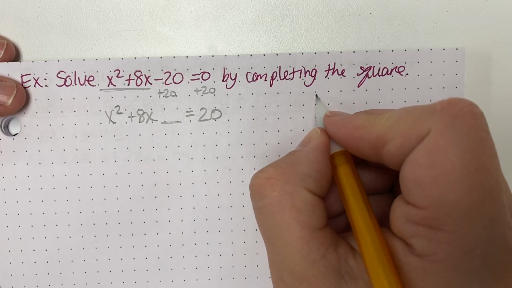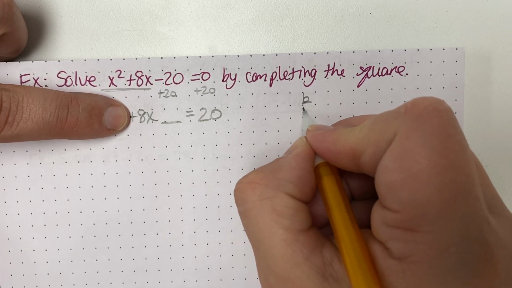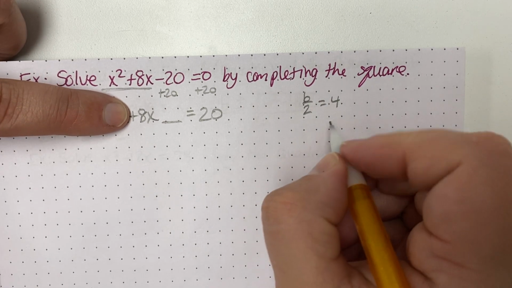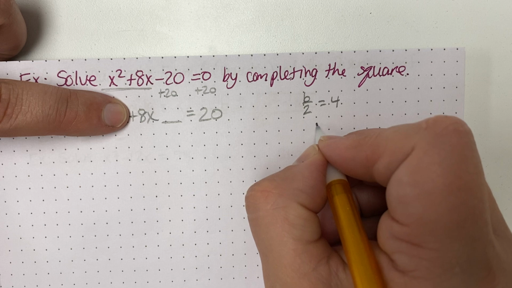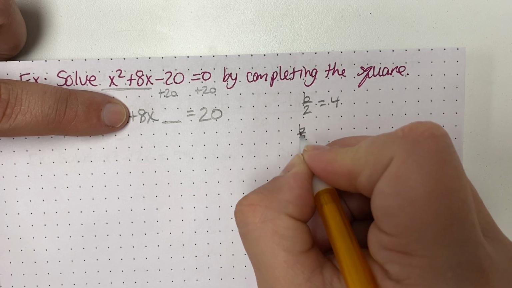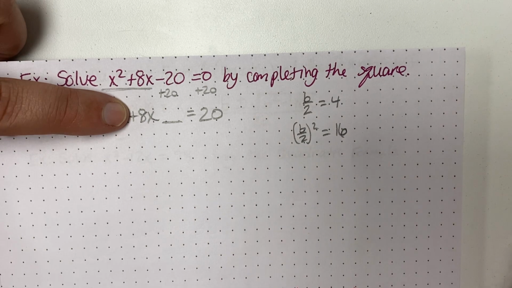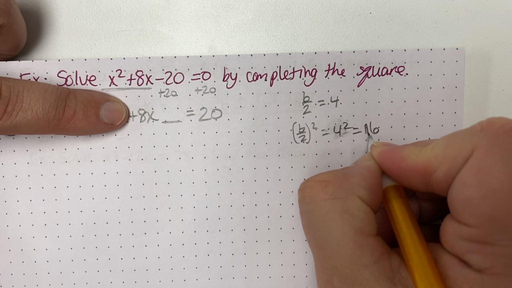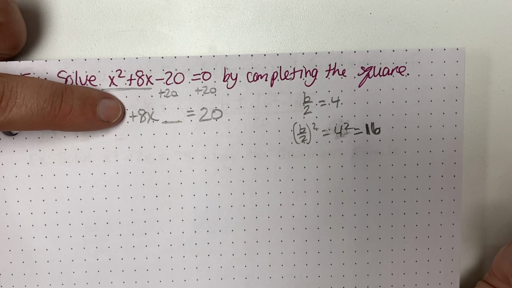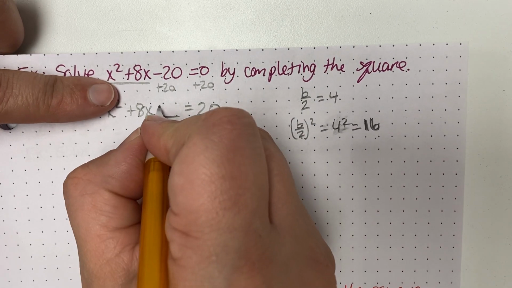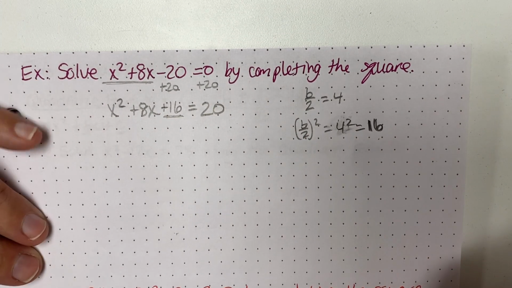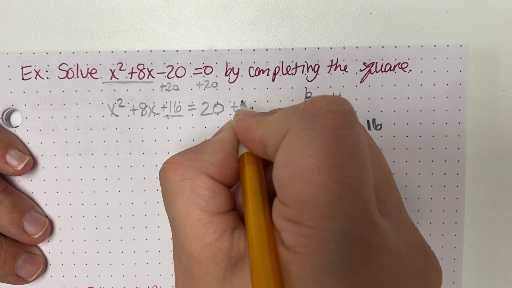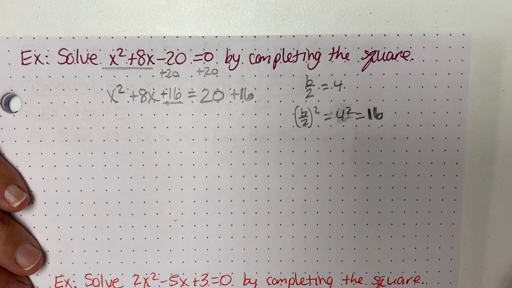So what I need to find first is my b, which is 8. And I need to find b over 2, which is going to be 4, right? And then I need to square it. So 4 squared is, here, I'll write the 4. Okay, 4 squared is 16. You can put that in your calculator or you might know it. So this 16 piece is what I'm going to put right there in my blank. If I add a 16 to this side of my equation, I also need to add a 16 over here to the other side of my equation.